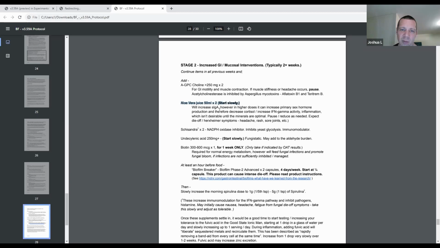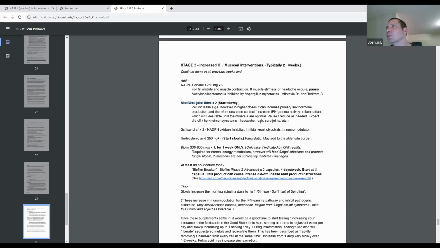Okay, aloe vera may be getting replaced with the chlorella in the next update. It is potent. It does work very well. But the chlorella is potentially more effective and doesn't necessarily have the issue of driving up the primary sex hormone synthesis. The other issue is that aloe vera potentially feeds some of the microorganisms that we don't want. So that's six of one, half a dozen of the other. Probably going to end up replacing it with the chlorella.